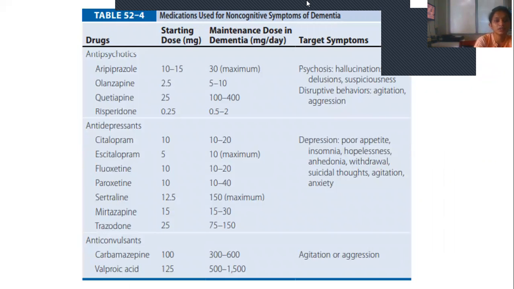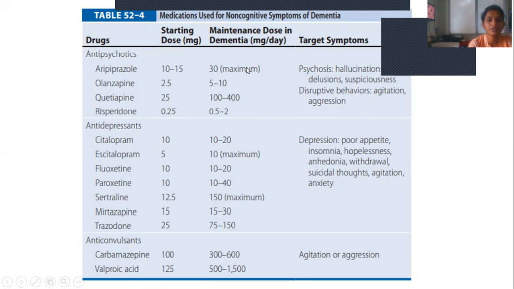These were the doses of the antipsychotics aripiprazole, olanzapine, quetiapine, and risperidone, and the antidepressants citalopram and sertraline. These are the main commonly used drugs. Fluoxetine, mirtazapine, and trazodone were also used, but mainly citalopram and sertraline. Anticonvulsants include carbamazepine and valproic acid. So these were the starting dose, and this is the maintenance dose.